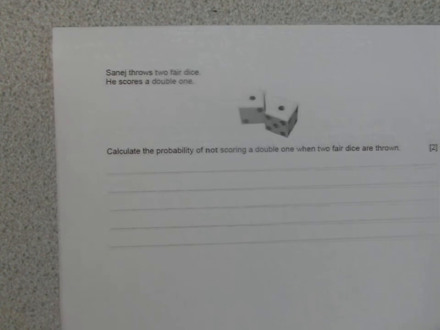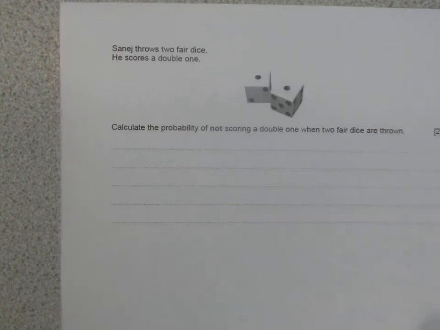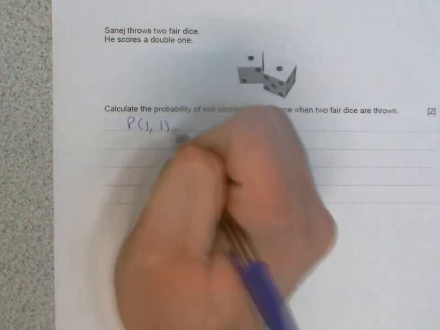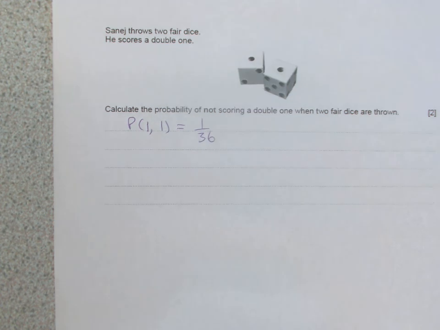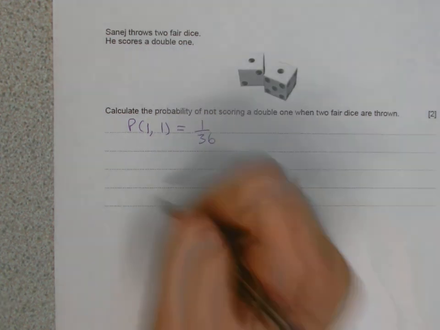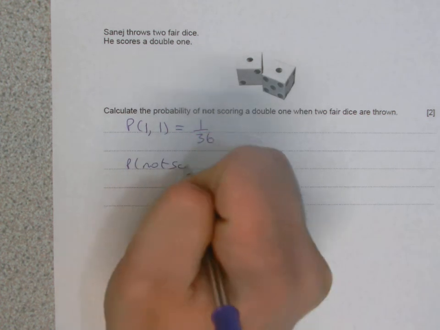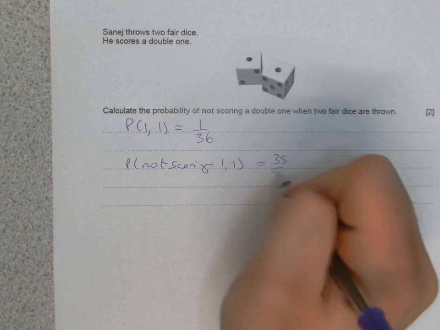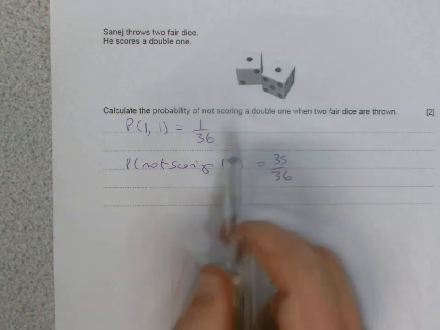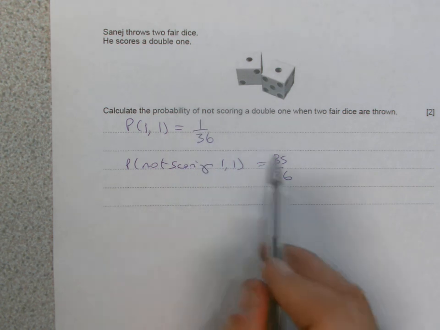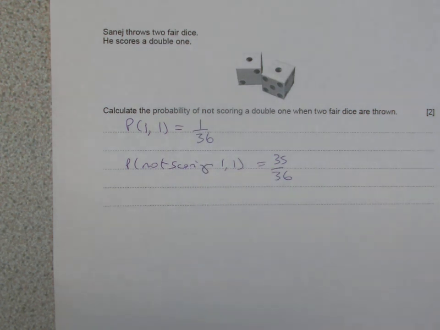Okay, just to finish off, it says Sanesh throws 2 fair dice. He scores a double 1. Calculate the probability of not scoring a double 1. We've already established that scoring a double 1 would be 1 over 36. It's going to be the same for a double 1. Not scoring 1, 1 would mean you've got 35 chances out of the 36. You just see what's left from here. If you did this 36 times, you should only expect double 1 to come up once. That means the other 35 times it will be not scoring a double 1.